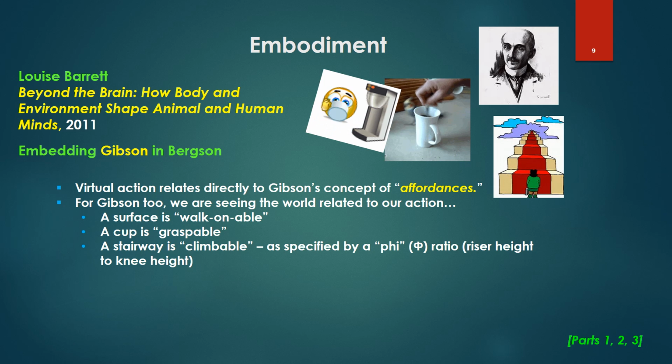And the Gibsonians have worked at looking at mathematical ratios that help specify some of these things. For example, there's a little ratio called phi, which, as I recall, is the ratio of riser height to knee height. Remember, we're focused on relating the body to the external environment, the height of one's knee, which seems to indicate or specify whether a person perceives those stairs as climbable. As the riser height gets too high relative to the knee height, they're not climbable.